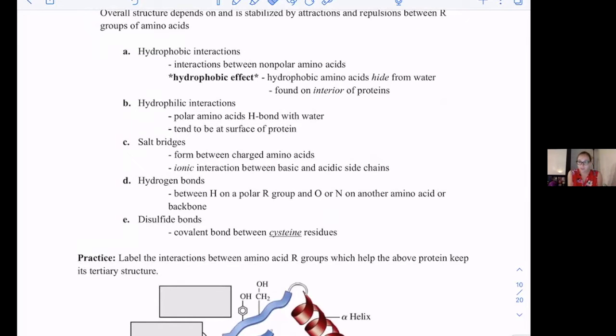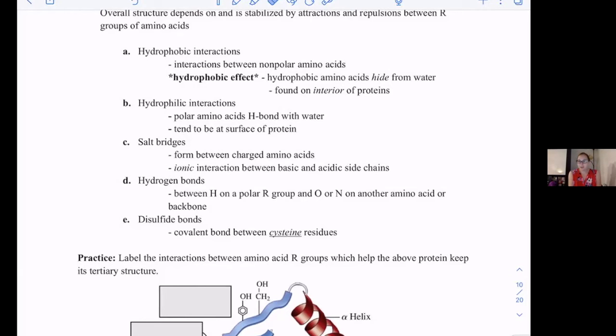So non-polar amino acids are going to have this hydrophobic effect, or hydrophobic interactions. The hydrophobic amino acids are going to hide from water, so they're going to be found on the interior of proteins. They're going to try and get as far away from the water as possible. So they're going to go next to another protein, hide away, or next to another part of the protein chain and try to get away from the water in the solution around it.